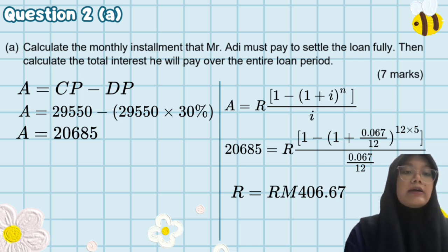After that, we will use the main formula, which is A equals R, open bracket, 1 minus (1 plus i) power negative n, over i, close bracket. Then, we insert all the information given, which is 20,685 equals R, open bracket, 1 minus (1 plus 0.067 over 12) power negative 12 multiplied by 5, over 0.067 over 12, close bracket. Now, after calculation, we will get the answer R, which is the monthly installment Mr. Adi must pay to settle the loan fully. The answer is 406 ringgit 67 cents.